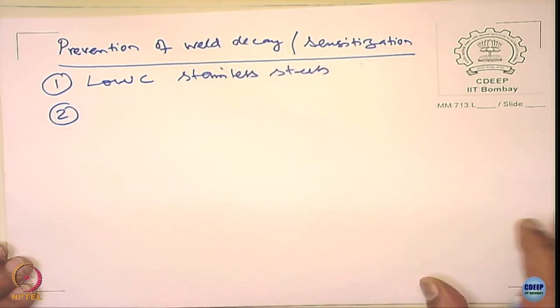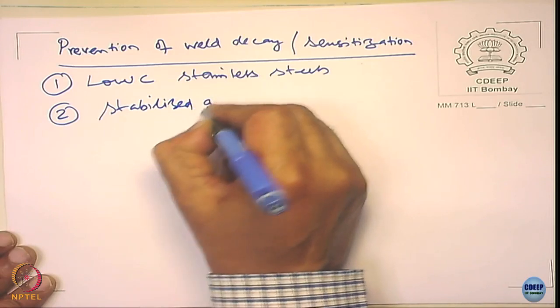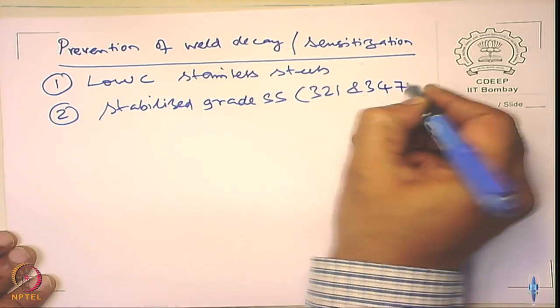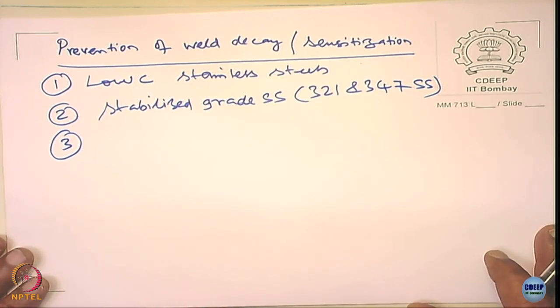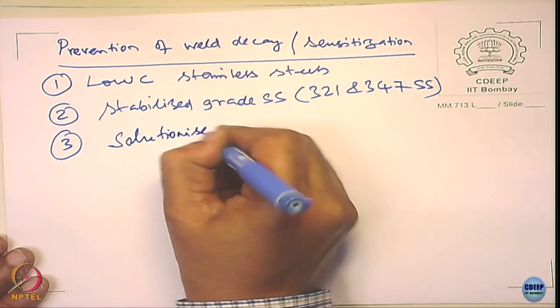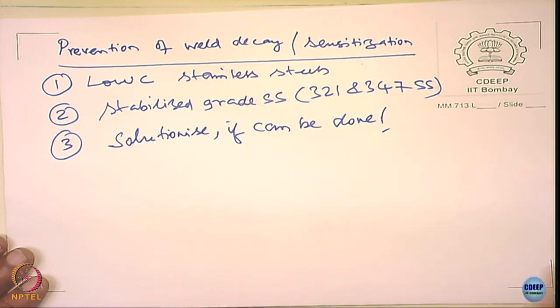Yeah, two. Yeah, stabilized grade. For example, 321 and 347 stainless steels. Third, if you can solutionize, if it can be done, it is not possible in practice in a structure. You are going to do a heat exchanger, and how are you going to do this? But small sections, small components, yeah, it still can be done. Okay.